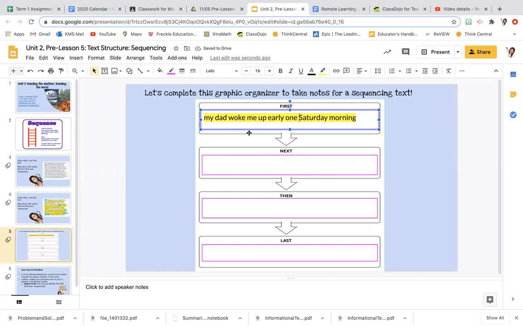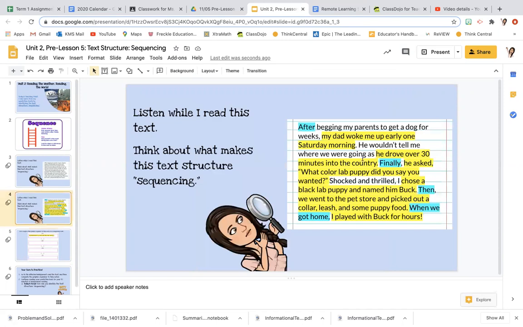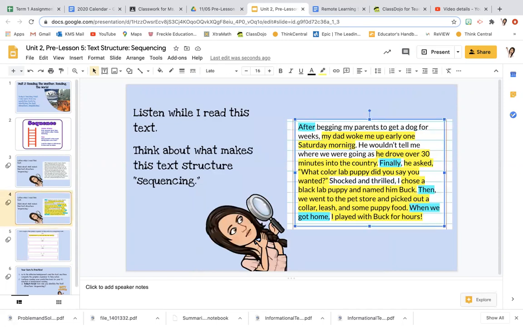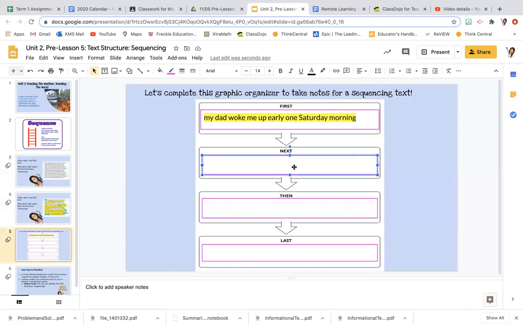And remember, when we're note taking, we don't have to worry too much about complete sentences, so I'll just leave that kind of how it is. All right, so what happened after she woke up? Dad drove over 30 minutes into the country. And while they're doing that, he's asking her what kind of puppy that she wanted. So I'm just going to take all of that and plop that into next.